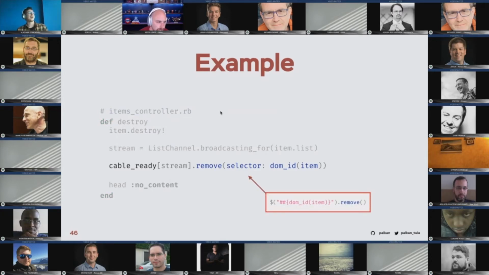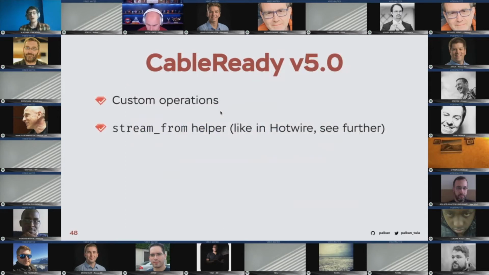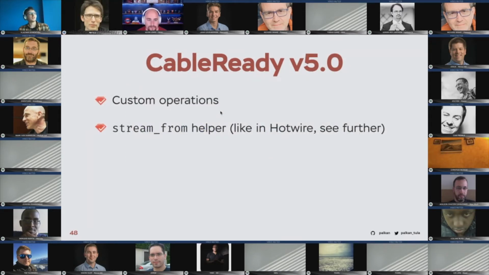Now, we can say that CableReady looks like good old JavaScript templates, but without JavaScript and with a declarative approach instead of imperative. But the behavior of these two things is kind of similar. CableReady has a lot of built-in operations, and it can be extended actually. So you can do pretty much anything from the server. The upcoming version will also make it easier to add new operations specific to your application, and will make it easier to subscribe to updates, like in Hotwire, which we're going to see further.